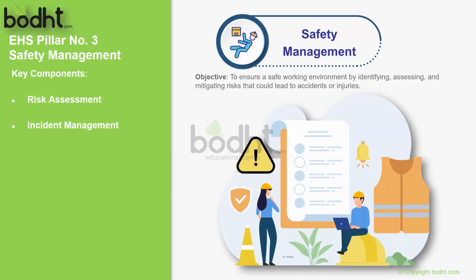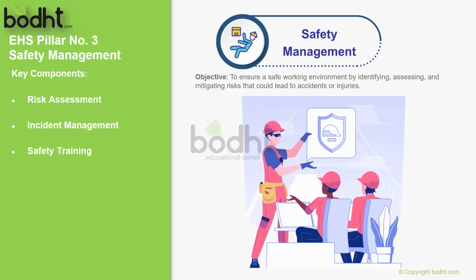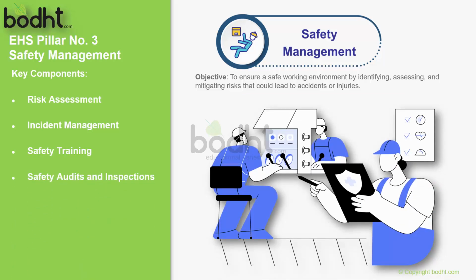But still, if some incidents are happening, then we record these incidents, investigate and analyze the workplace incidents to prevent the reoccurrence. Then we have a section where we can conduct the safety trainings, which involves educating employees on safety protocols, emergency procedures and proper use of equipments. Then we have the safety audit and inspections, where we conduct regular audits and inspections to ensure compliance with safety standards and regulations.